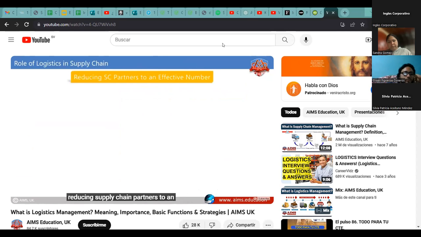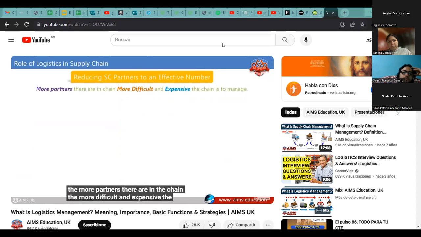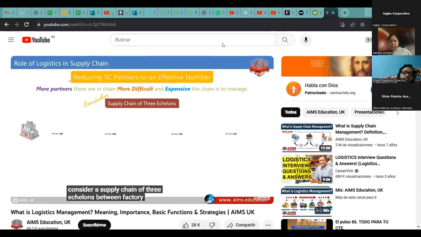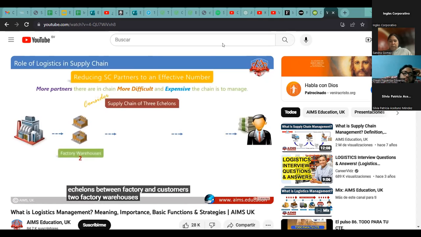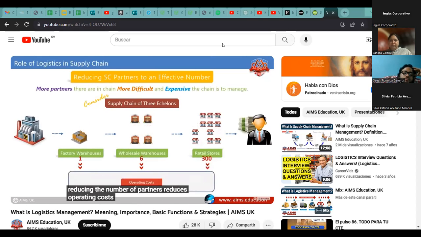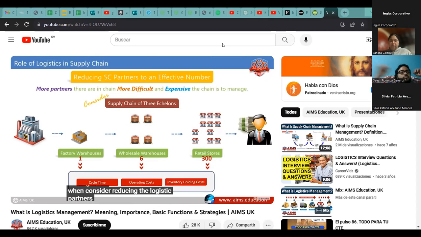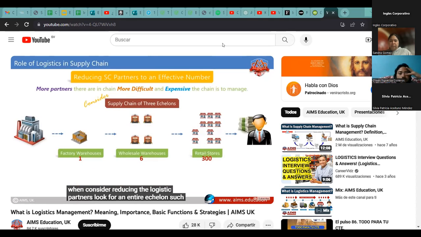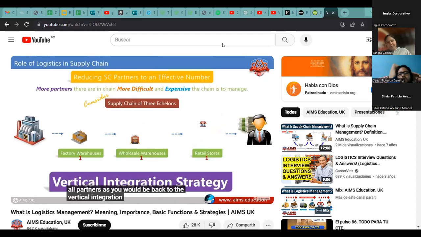Reducing supply chain partners to an effective number. The more partners there are in the chain, the more difficult and expensive the chain is to manage. Consider a supply chain of three echelons between factory and customers: two factory warehouses, nine wholesale warehouses, and 350 retail stores. Reducing the number of partners reduces operating costs, cycle time, and inventory holding costs. When considering reducing the logistics partners, look for an entire echelon, such as all the wholesale warehouses or factory warehouses. But if you eliminate all partners, you would be back to the vertical integration strategy.